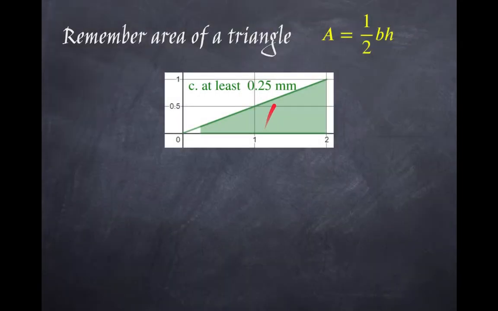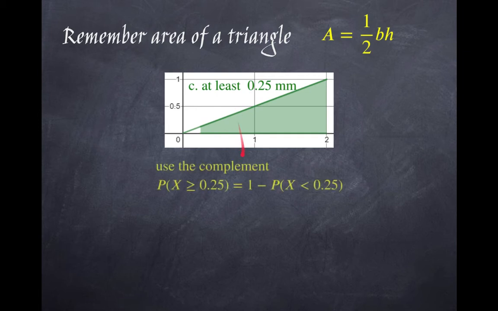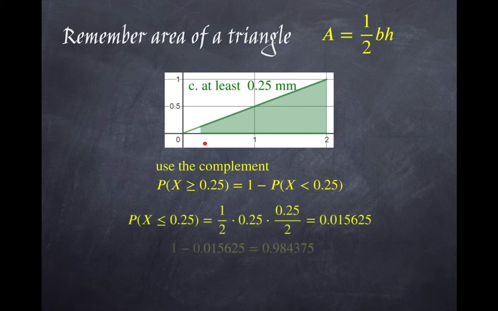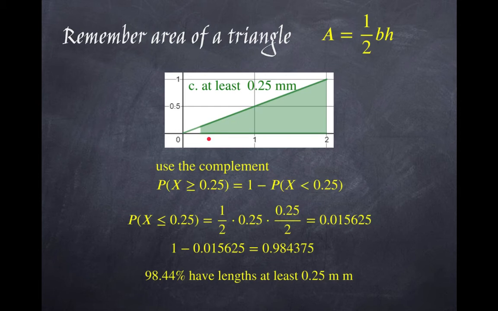So last one is we are at least 0.25. We want this whole thing. Well, I know the total area is 1, so I'm just going to do the complement. So again, I can say, well, this is 0.25 right there. I'll find the area of the small triangle and take the complement. So I get 98.44% have lengths of at least 0.25 millimeters.